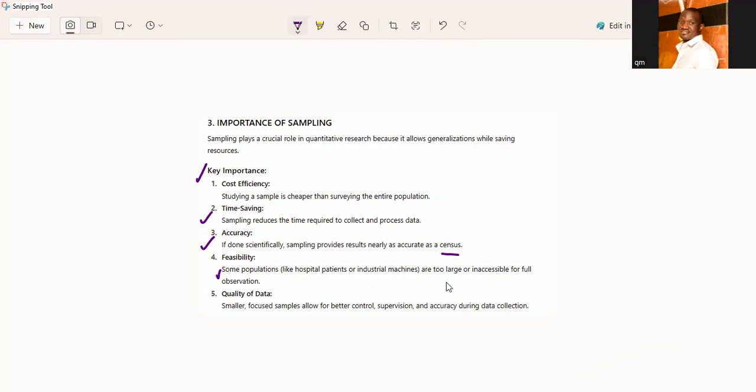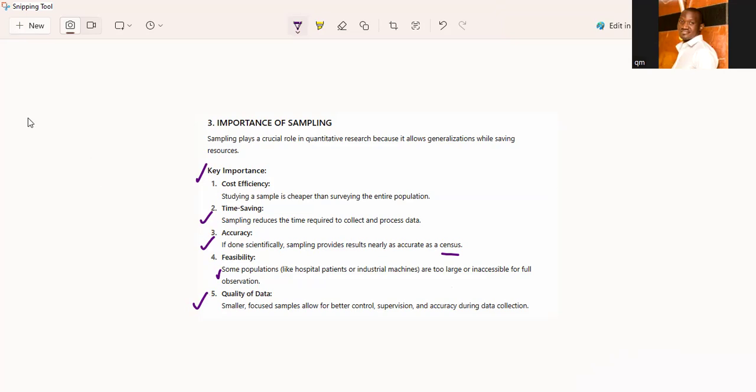So no matter how much money you may have, no matter how much time you may have, you may not have sufficient population. You may not have sufficient or accurate information to know how many babies are born in a day. So feasibility or sufficiency, I can call it the universe size, right? So that's why we do sampling.